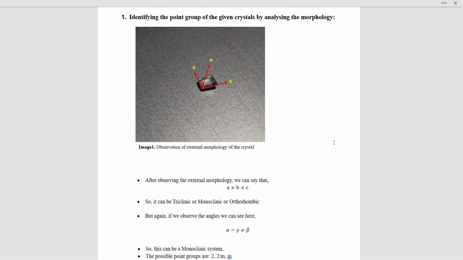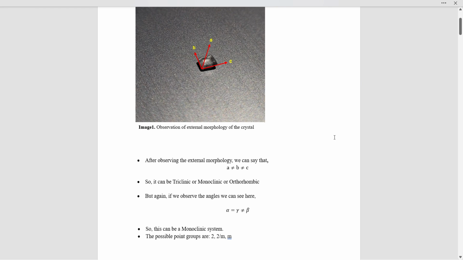Again, if we observe the angles, we can see that alpha is equal to gamma, and they were not equal to beta, or we can see that two angles were almost equal to each other, but they were not equal to the third angle. So this can be a monoclinic system, and we know that in a monoclinic system we can have three point groups, which are 2, 2/m and m. So the possible point groups of these crystals are 2, 2/m and m.